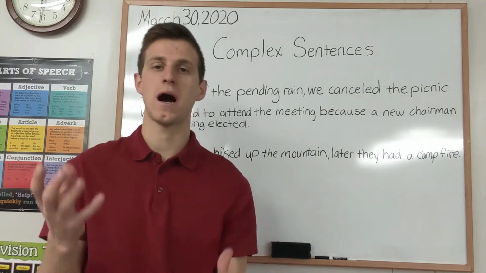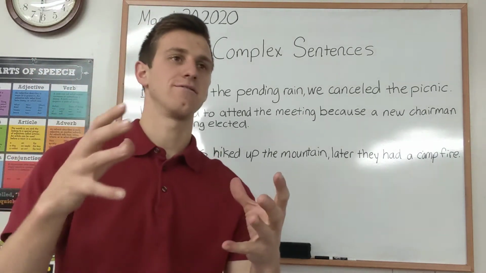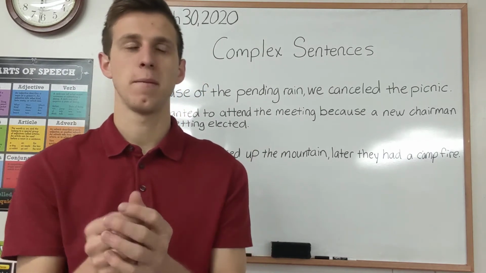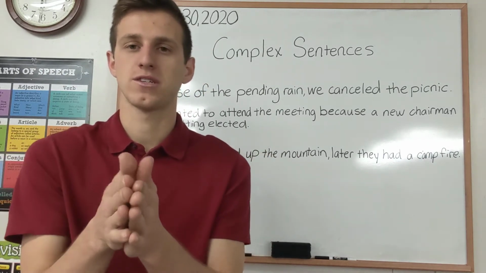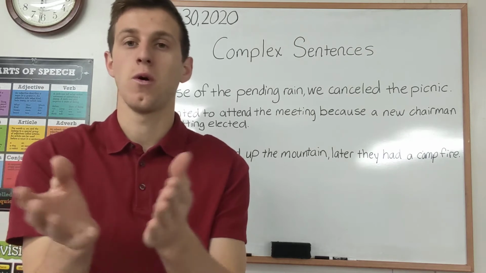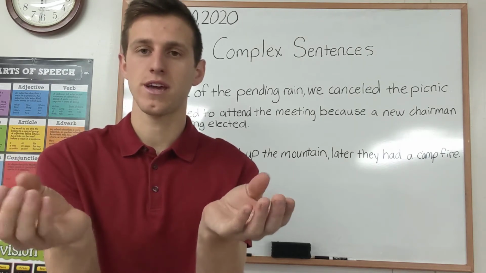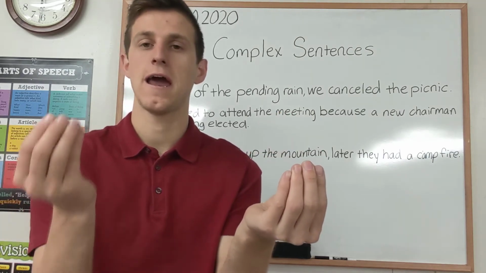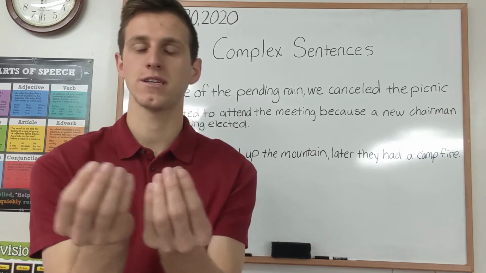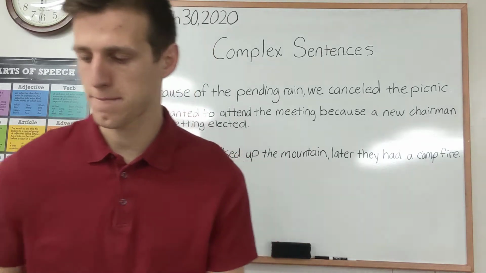You guys know what the word complex means? Complex means it's made up of different parts, kind of. And so our complex sentence is made up of two different things. It has an independent clause and a dependent clause. Two different things that make up our complex sentence, all right?